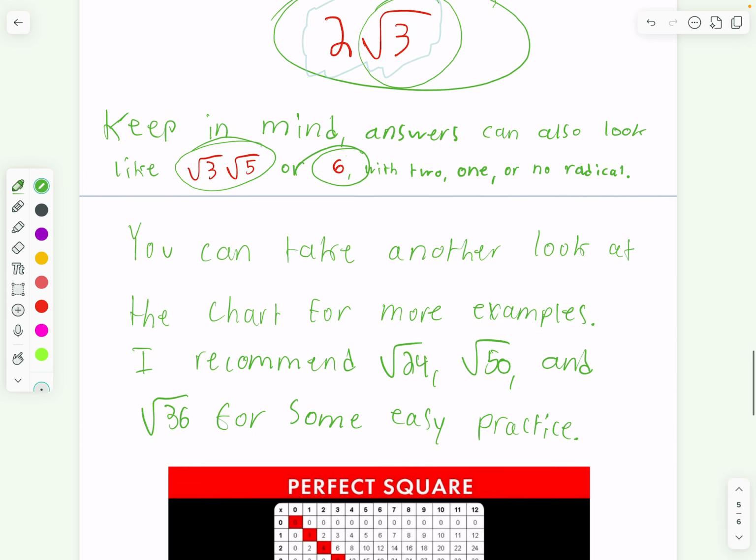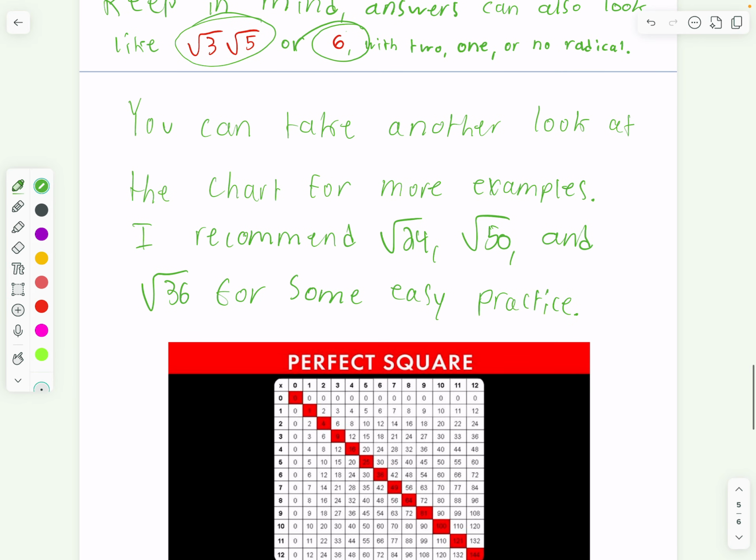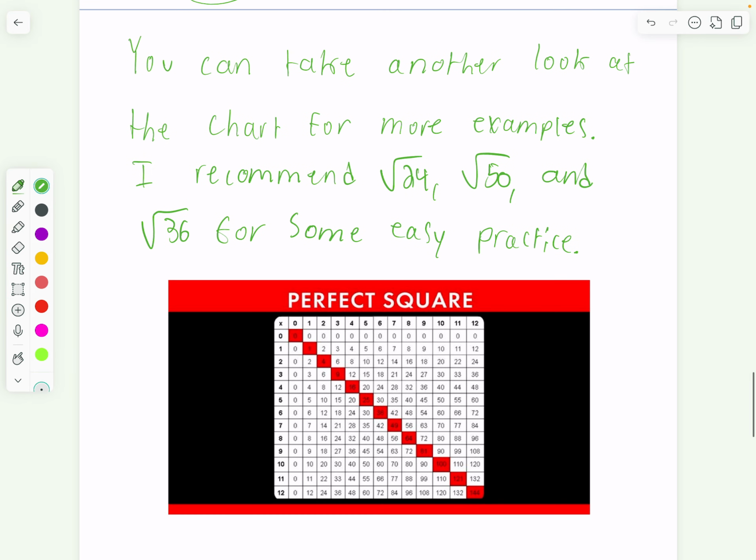So that's awesome. For some more examples, take a look back at the chart. I would personally recommend you try out rad 24, rad 50, and rad 36 because it's some pretty easy practice and it divides nicely like we did with rad 12. Some of your bigger numbers might be a little harder to divide because you're going to be wondering what's the absolute biggest perfect square I can use? But when you're just trying to get used to it, I think that these are some good ones to start with.